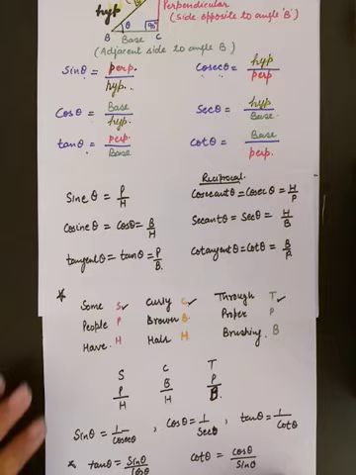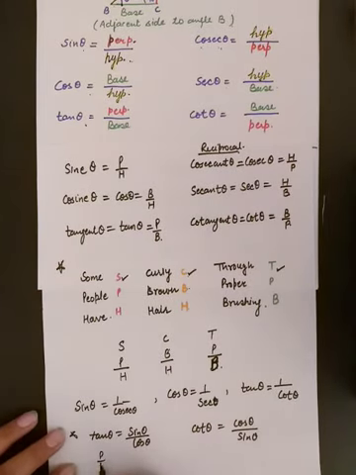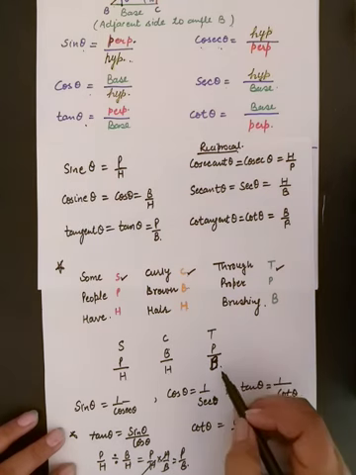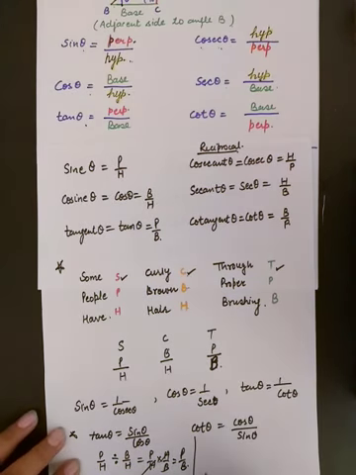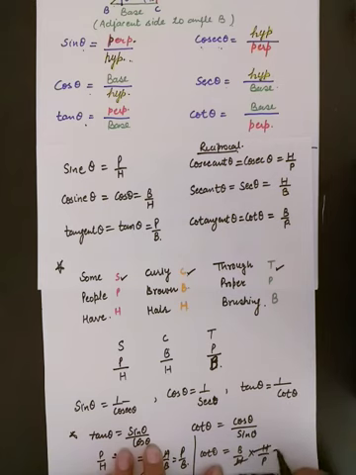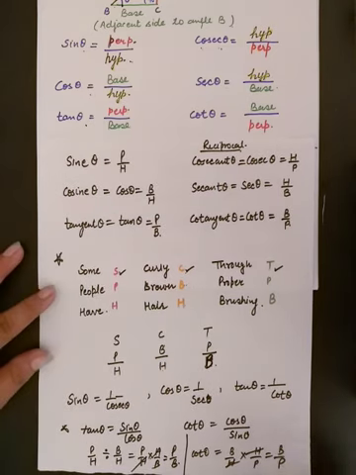Why this? See, we know sin theta is P by H and cos theta is B by H. Whenever you solve it, you can write it as, here H cancels with H and you get P by B. And P by B is the ratio for tangent theta. Similarly, you can check for cot theta. Here cot theta is equal to cos theta, meaning B by H, divided by sin theta, meaning P by H, which is H by P. So H cancels and we get B by P, and B by P is cot theta.